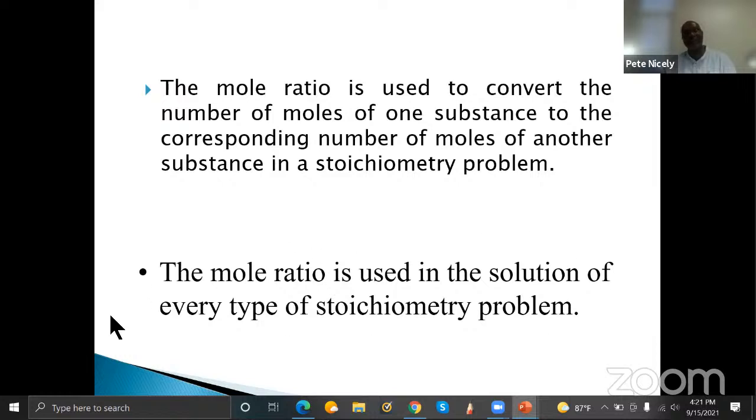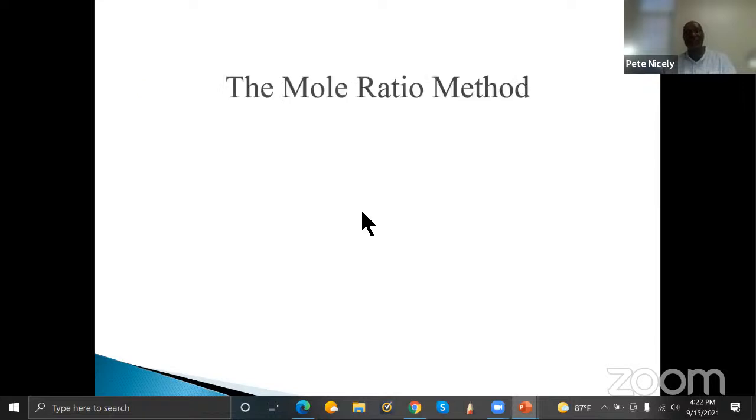So I think I made this point earlier. The mole ratio is basically fundamental for solving these problems. And the only way to get the correct mole ratio is to start off with a balanced equation. If the equation is not balanced, then more than likely your answer is going to be wrong because you'll be operating based on an incorrect mole ratio, all right?